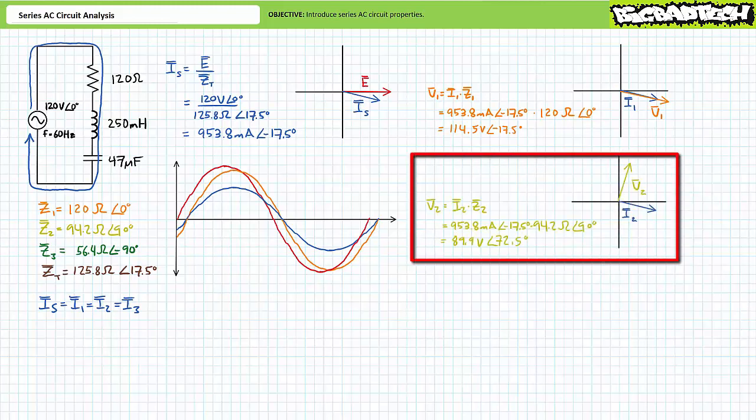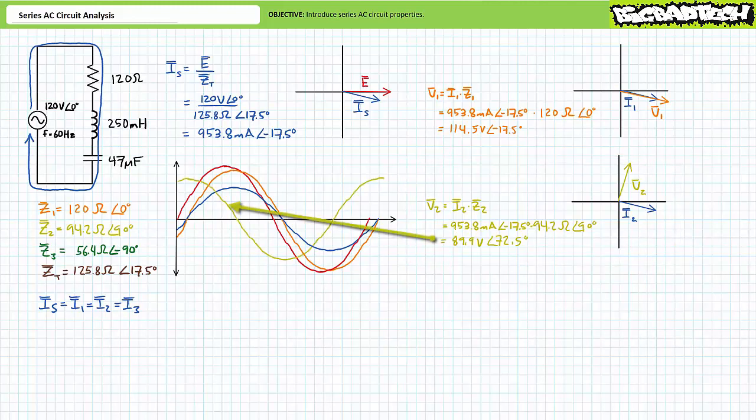An application of Ohm's law for inductive impedance element Z2 demonstrates V2 to be approximately 89.9 volts at an angle of positive 72.5 degrees. The phasor diagram demonstrates current through inductive impedance Z2 would lag the voltage across it by a relative 90 degrees. If we were to add a plot of voltage across inductive impedance Z2 as a function of time, it would look something like this. V2 in yellow appears to lead supply voltage by 72.5 degrees. Note current through Z2 appears to lag voltage across it by 72.5 plus 17.5, or a relative 90 degrees.